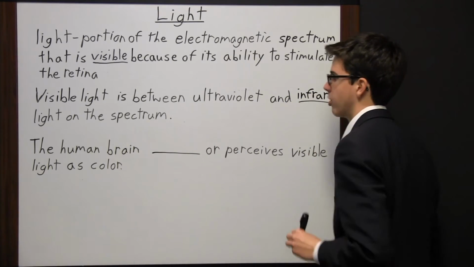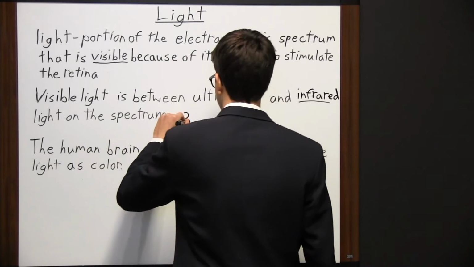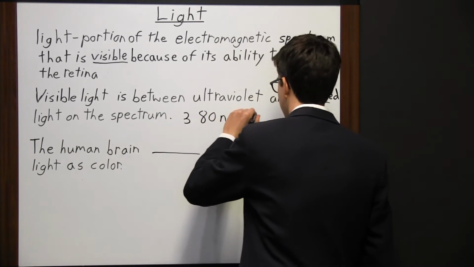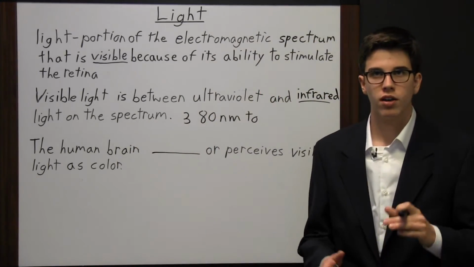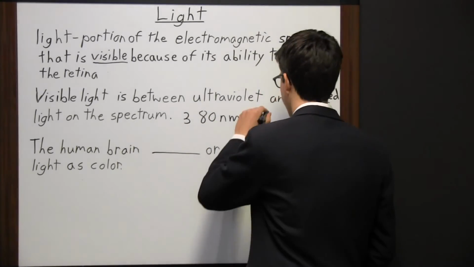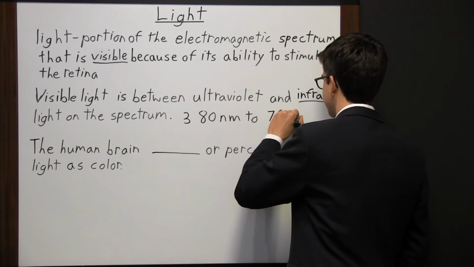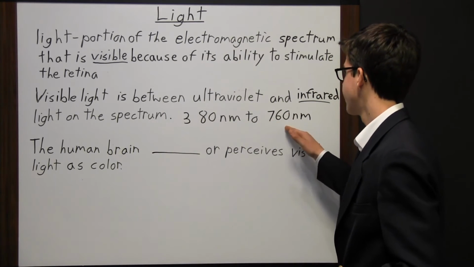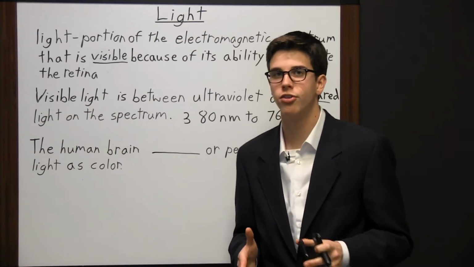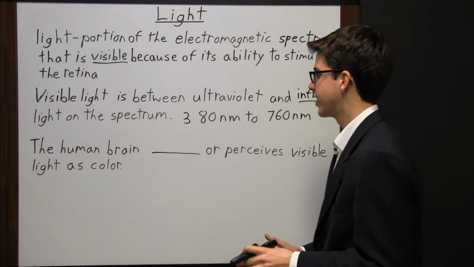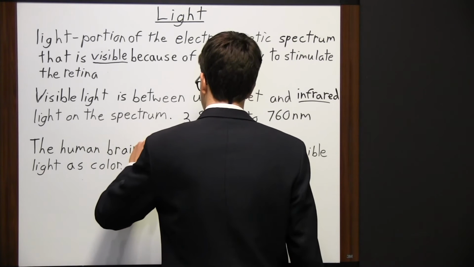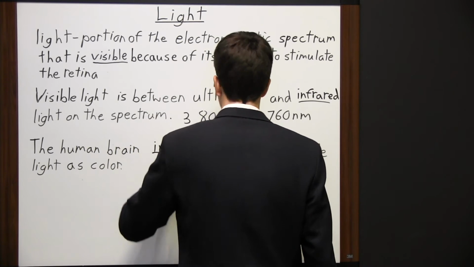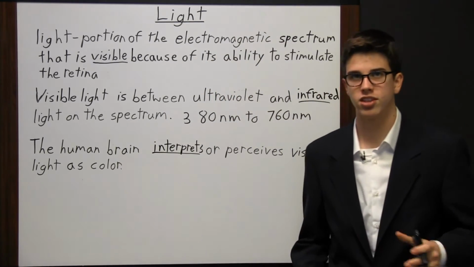Now, visible light is between ultraviolet and infrared light on the spectrum. So it's anywhere from 380 nanometers all the way up to 760 nanometers. So 380 would correspond to the color violet, and 760 would correspond to the color red. This is because the human brain interprets or perceives visible light as color.